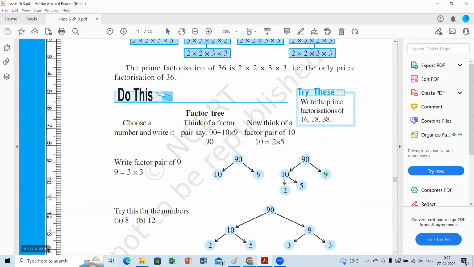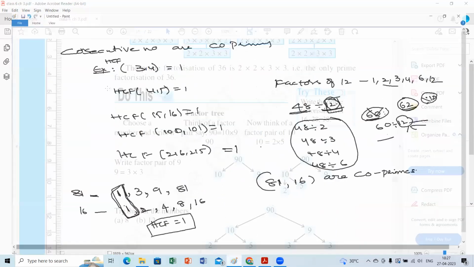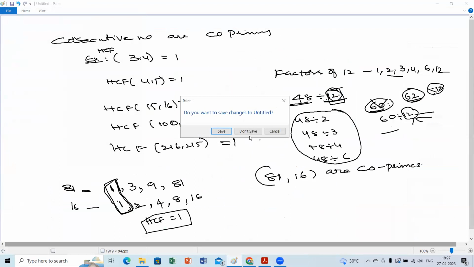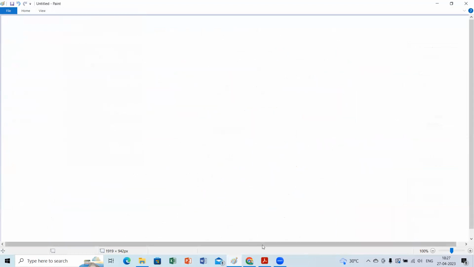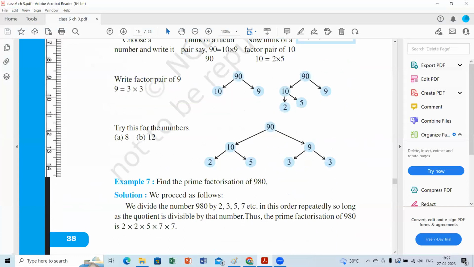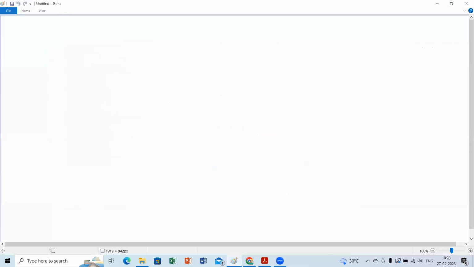Ma'am, I know both the methods. Very good. Can we go with both methods? Are the factors the same or not? Can we check right now? For one number, we are checking both ways. Prime factorization can be done by the long division method or the tree method. Now the number is 980.